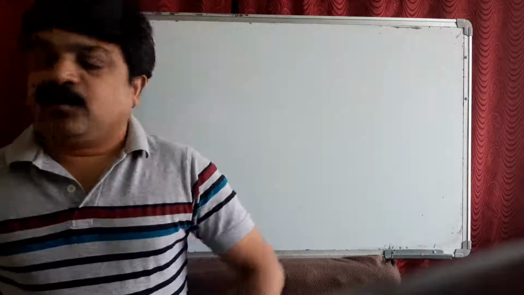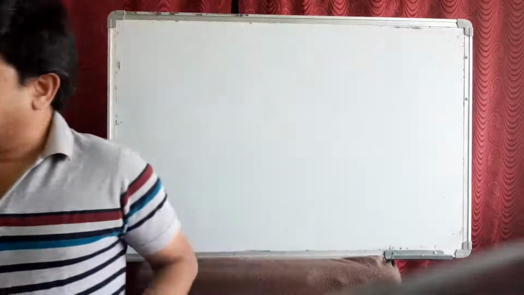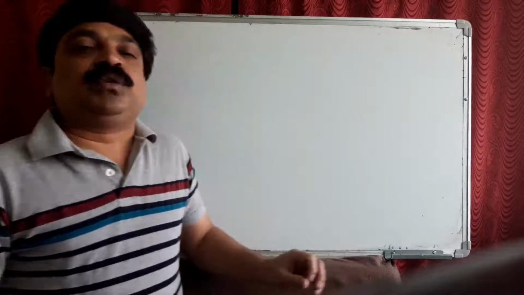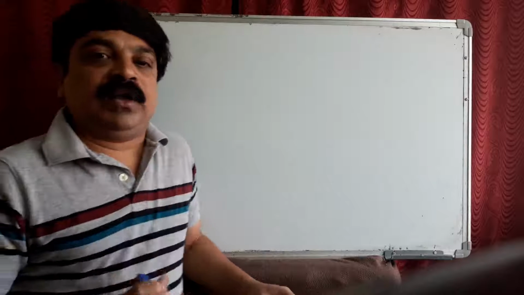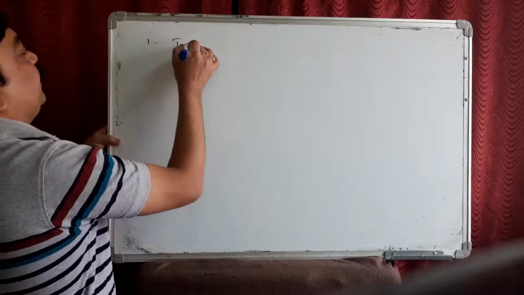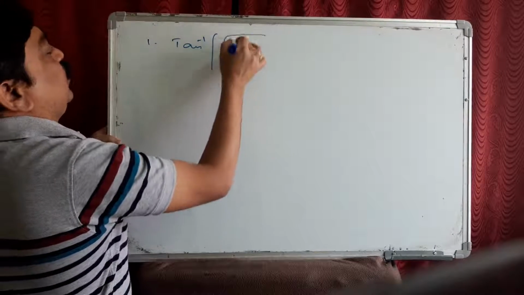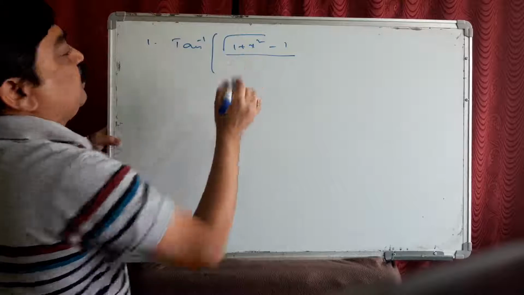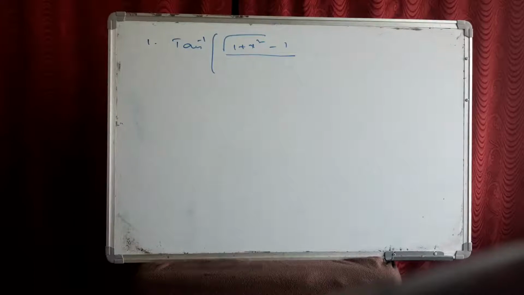In this video I am going to explain the rest of the problems of inverse trigonometric functions, exercise 2.2, from 5 to 10. These 6 problems I will explain. These are a little different because we need to substitute to get a comfortable value. The first question is tan inverse of root of 1 plus x square minus 1 by x.